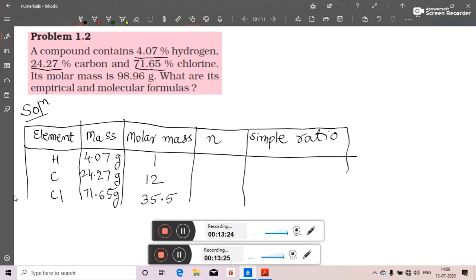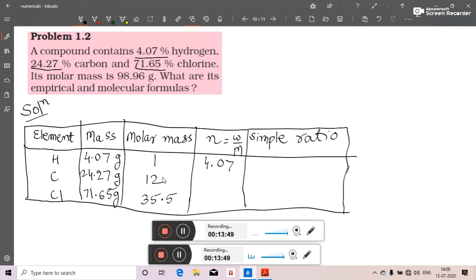Now in the third column, we have to find out number of moles. So number of moles is nothing but a ratio of mass upon molar mass. So that means we have to divide second column upon third column. So 4.07 upon 1, so that is 4.07. 24.27 divided by 12, so it is 2.021. And 71.65 divided by 35.5, so that is also 2.021.